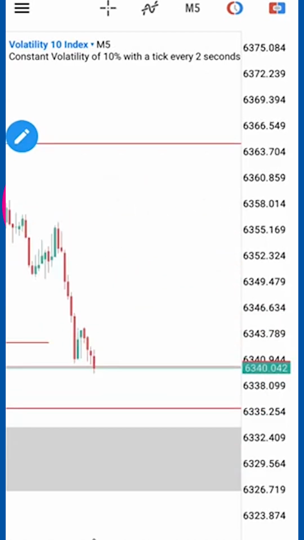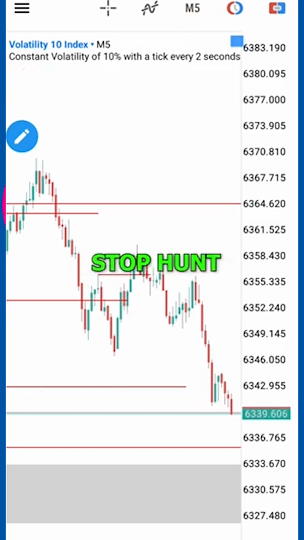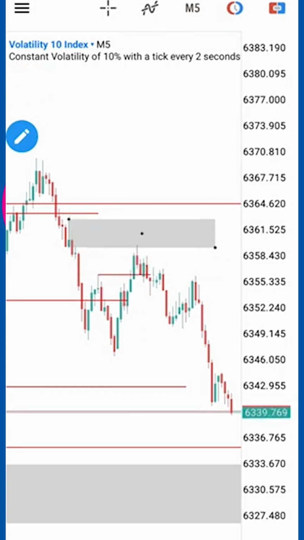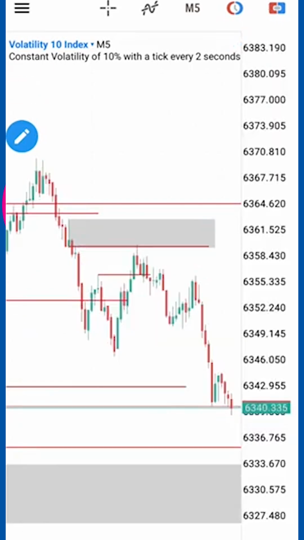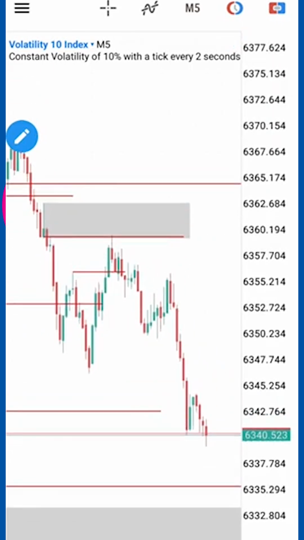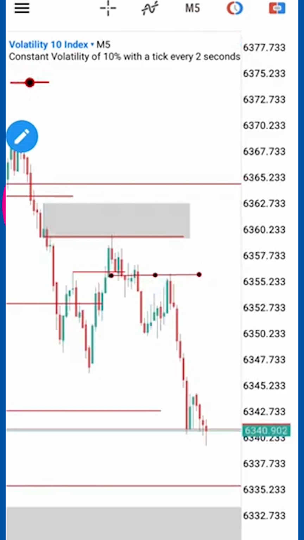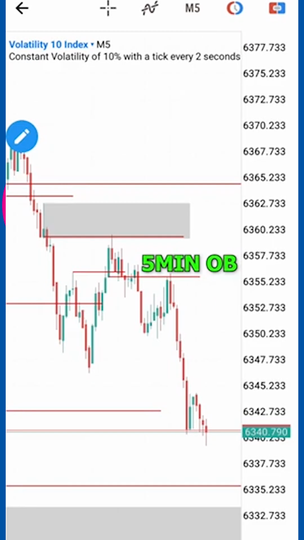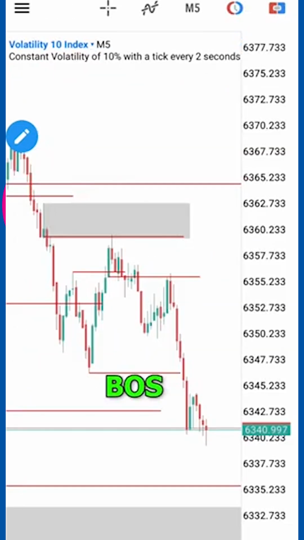Now that was my plan all along, and you can see right there price gave us a stop hunt within the range, and then it hit the 5-minute order block, and after it hit the 5-minute order block, it reacted nicely. You can see how it was dropping down beautifully. It was giving us a nice market structure where it respected the 5-minute order block, I'm saying 4 hour, and then it broke structure right below the low.